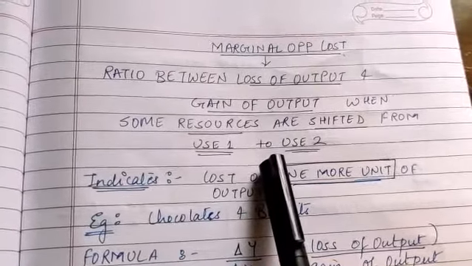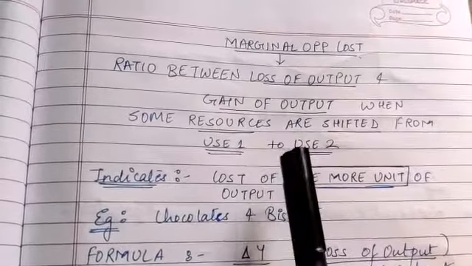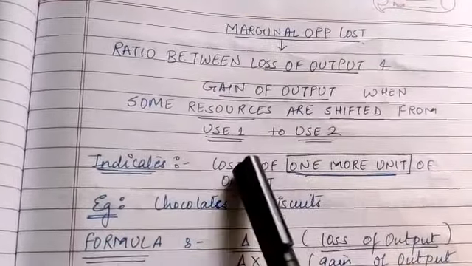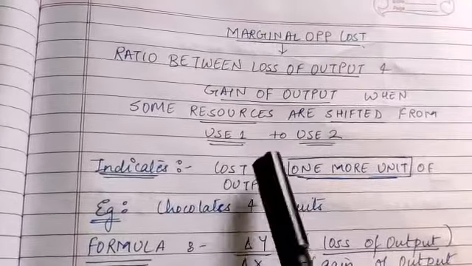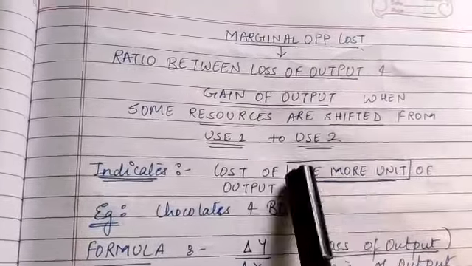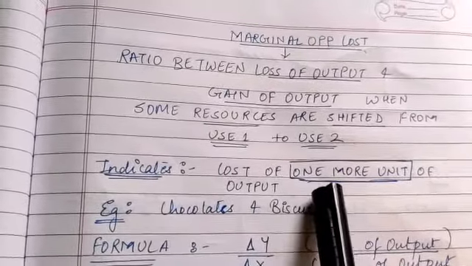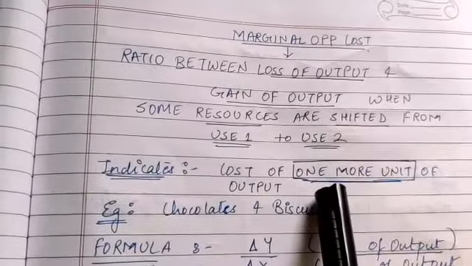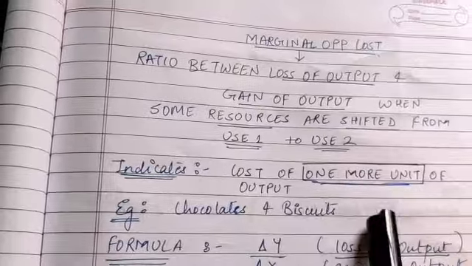Now we have already read what we mean by opportunity cost. What do you mean by opportunity cost? It refers to the total loss of output when some resources are shifted from use 1 to use 2. Opportunity cost not only indicates the cost of all the units produced when some resources are shifted from use 1 to use 2.